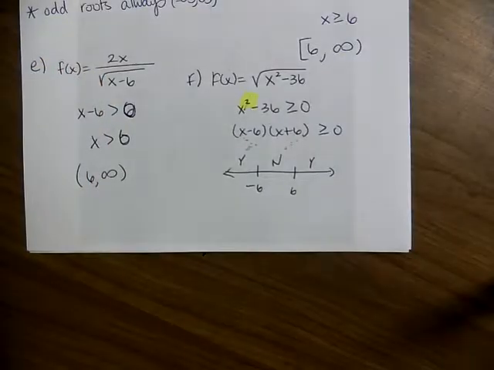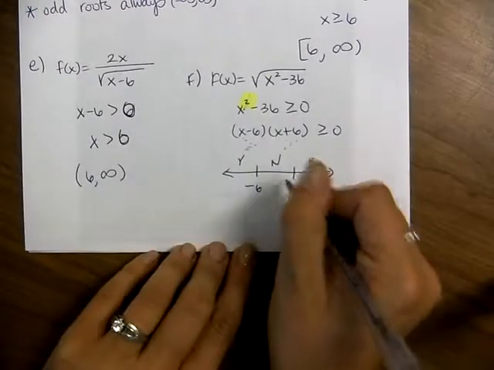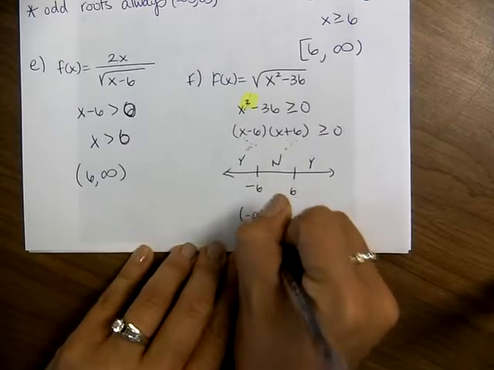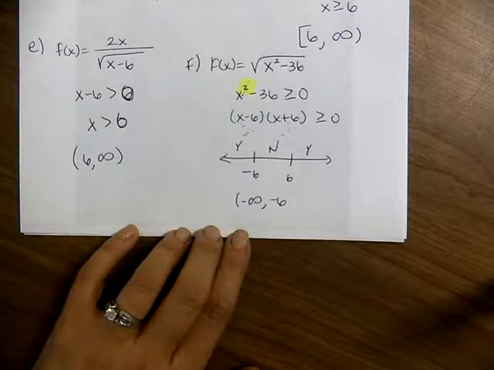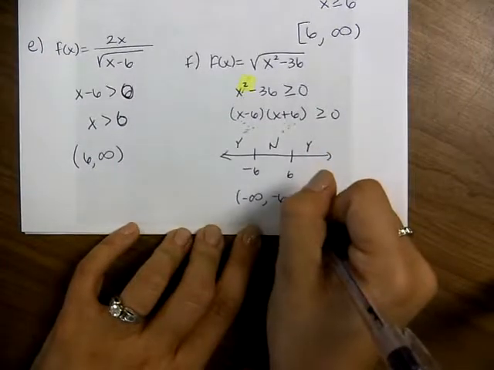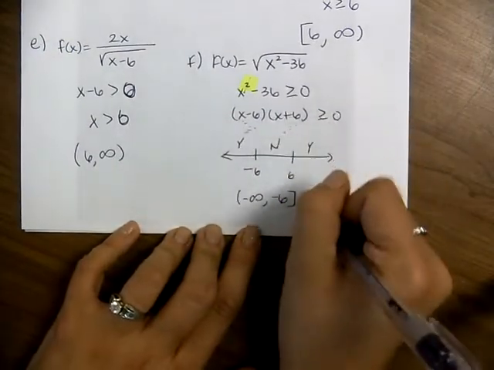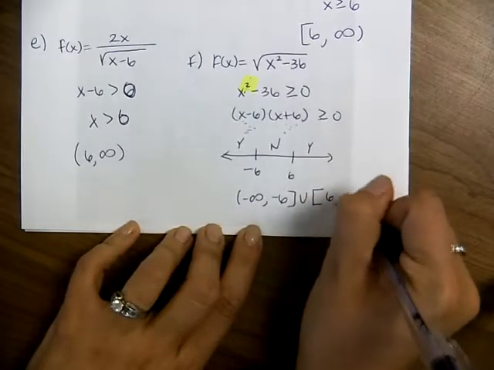So notice, I cannot just jump right into my interval notation. If you have a quadratic inequality, you have to use critical values. So now my solutions are going to go from negative infinity to negative 6. Do I use a bracket or a parenthesis? A bracket because it's greater than or equal to, and then that's going to be in union with 6 to infinity.